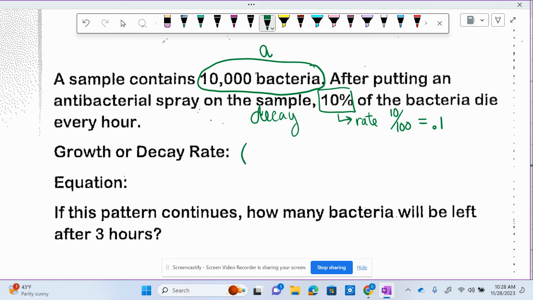That means my rate is 1 minus the 0.1, which means that B equals what? What is 1 minus 0.1 inside that parenthesis? B equals 0.9. So that is my growth rate. And it's not really growth. That's my decay rate, right? Because this is decay. It's less than 1. All right. So we know A and we know B.